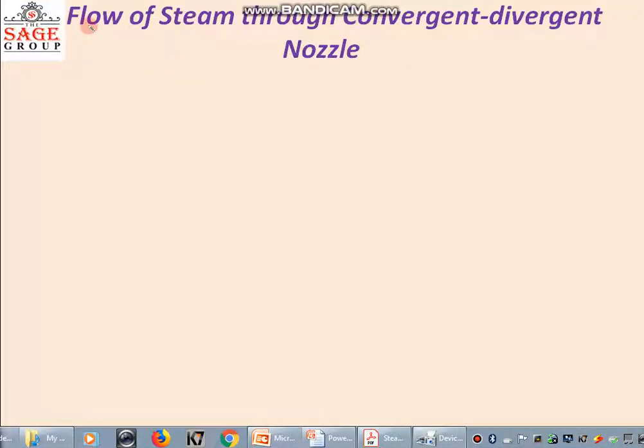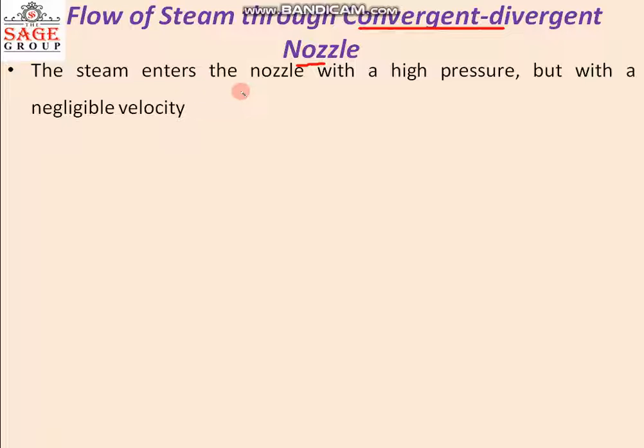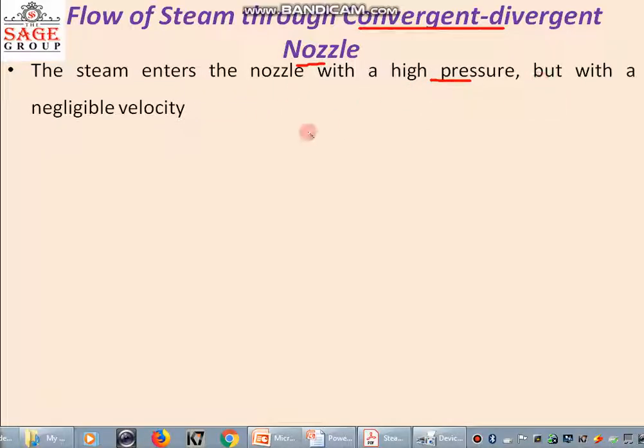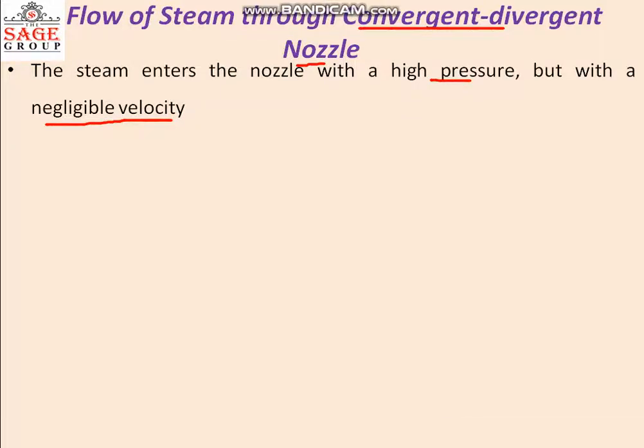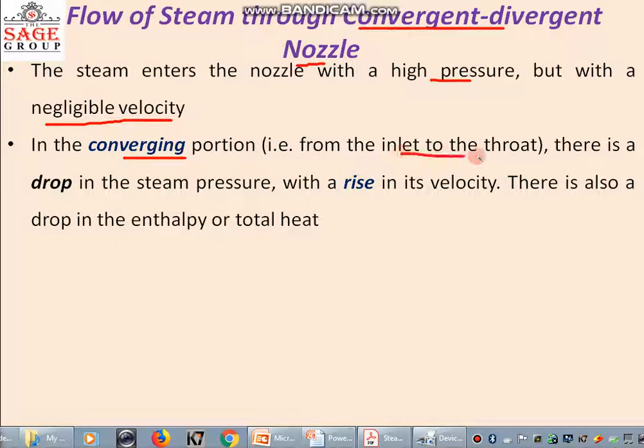Now next one is flow of steam through convergent and divergent nozzle. The steam enters the nozzle with a high pressure but with a negligible velocity. In the convergent portion from the inlet to the throat, there is a drop in the steam pressure with a rise in its velocity. There is also a drop in the enthalpy or total heat. So in the converging portion, what is happening from inlet to throat? There is a drop in the steam pressure with an increase in velocity.